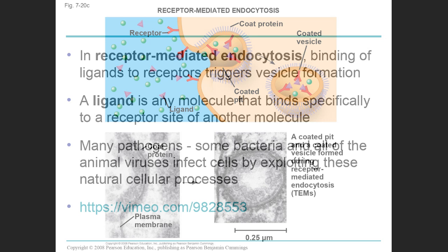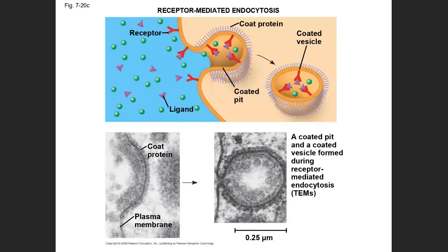So here we see receptor-mediated endocytosis. Whatever the substance is that the cell thinks is good to eat, the ligand, it binds to the receptors, and that causes the membrane to pinch inward and form a vesicle. So it's just moved a large quantity from the outside to the inside of the cell. And this is receptor-mediated endocytosis.